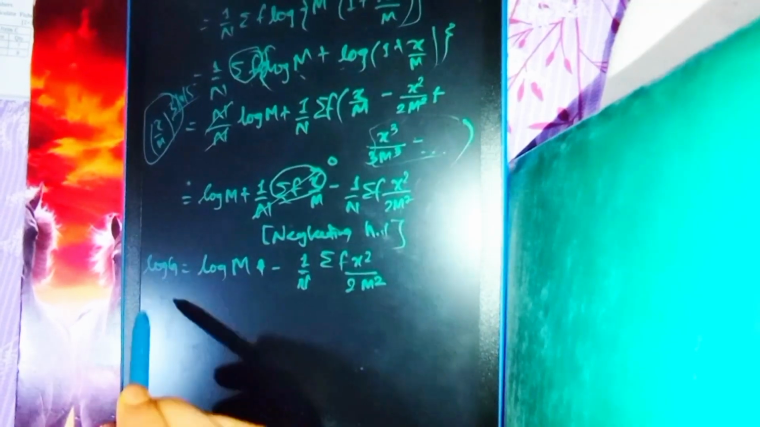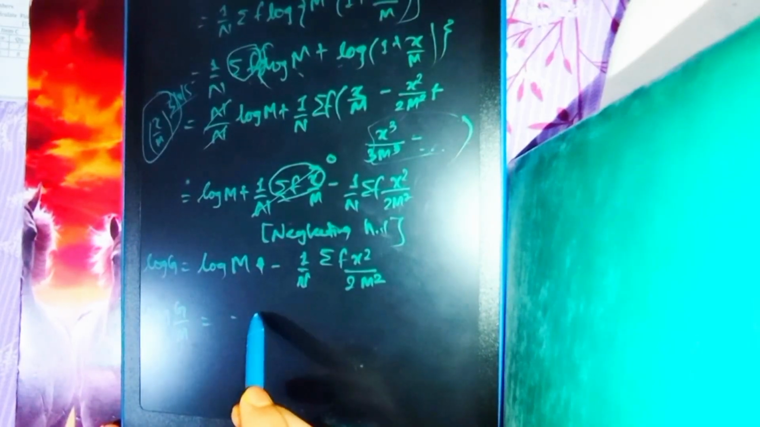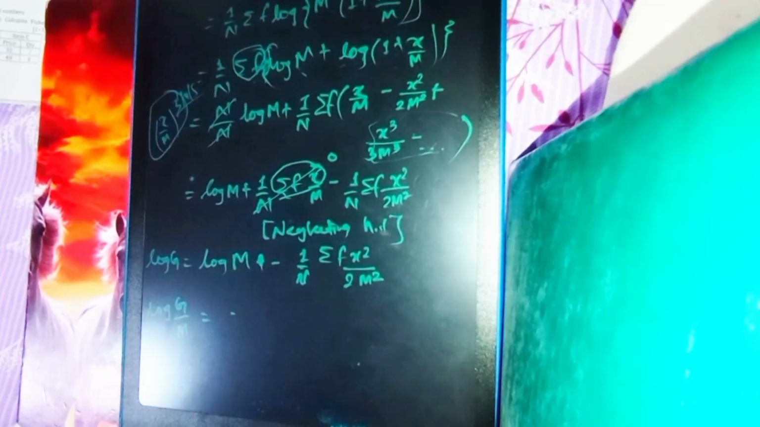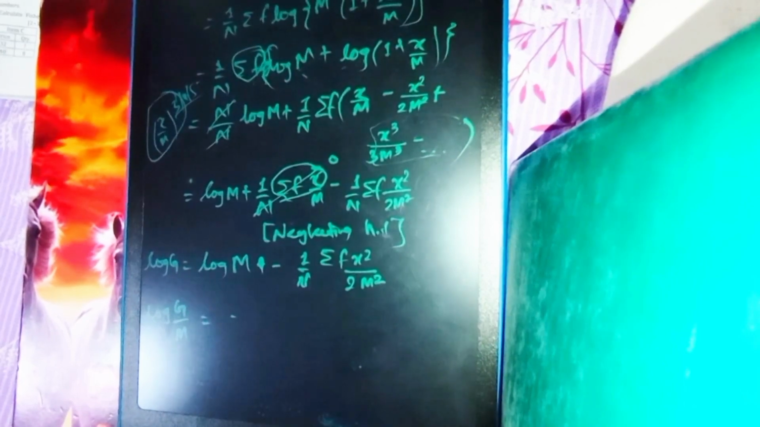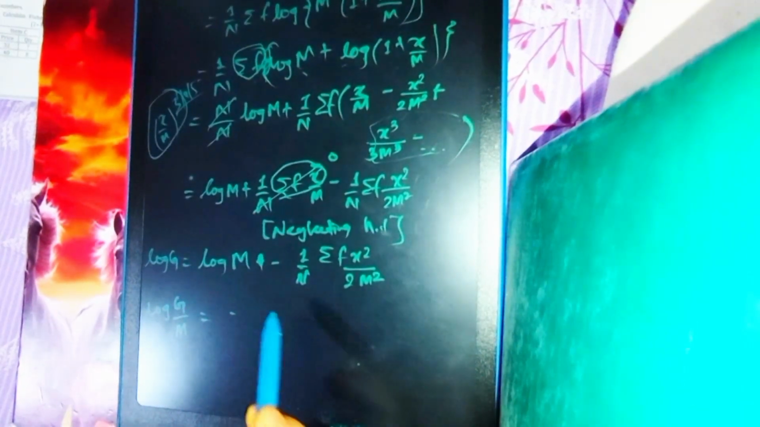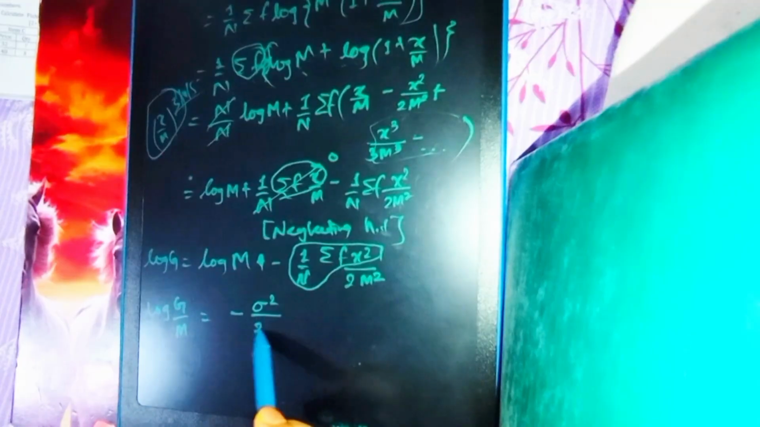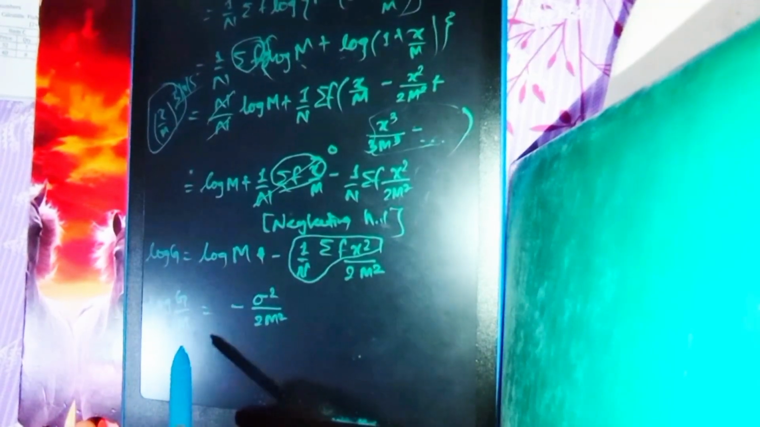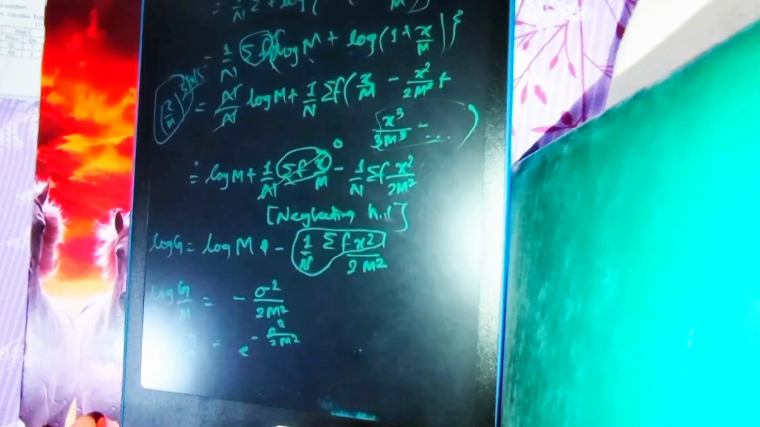I hope you are okay. Log g by m, from the property of log. When log m goes on the other side, it will be g by m. It will be equal to minus, and here you see that summation f x square by n is our standard deviation that we wrote earlier. So summation f x square by n is sigma square. I will write this whole term as sigma square, as I already wrote it in the start, by 2m square. So from here I can write g by m is equal to e power minus sigma square by 2m square.